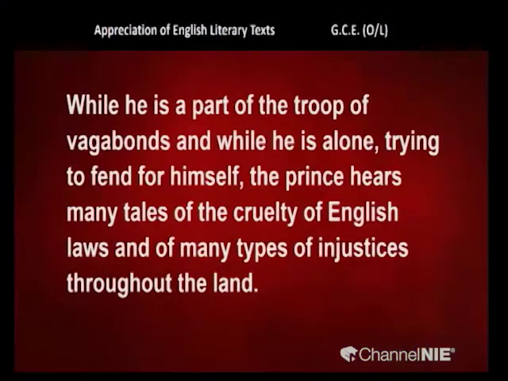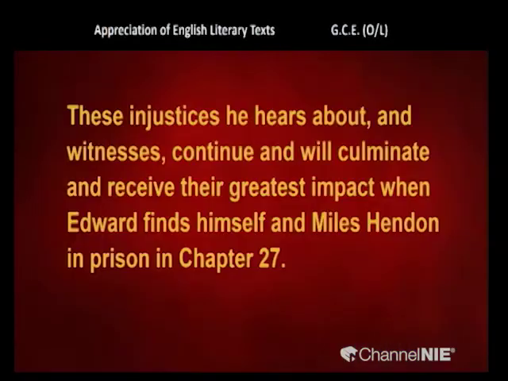They don't welcome strangers. While he is a part of the troop of vagabonds, and while he is alone, trying to fend for himself, the prince hears many tales of the cruelty of English laws and of many types of injustices throughout the land. These injustices he hears about and witnesses continue and will culminate and receive their greatest impact when Edward finds himself and Miles Hendon in prison in chapter 27.